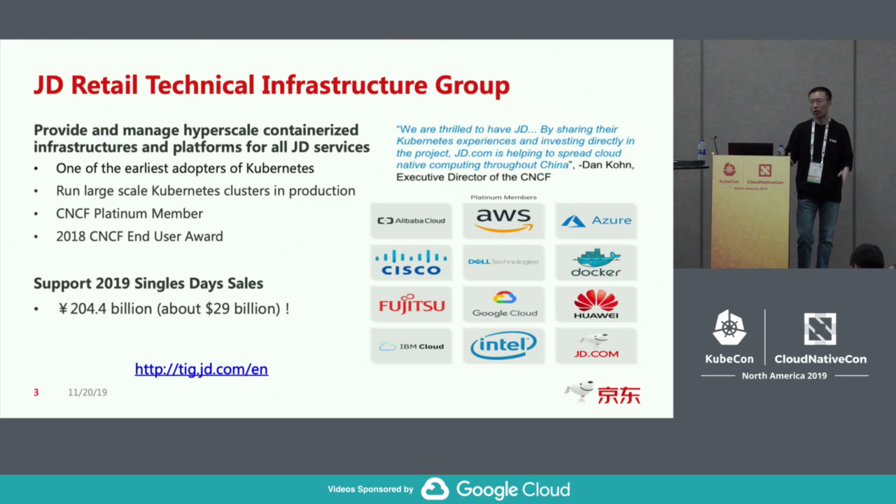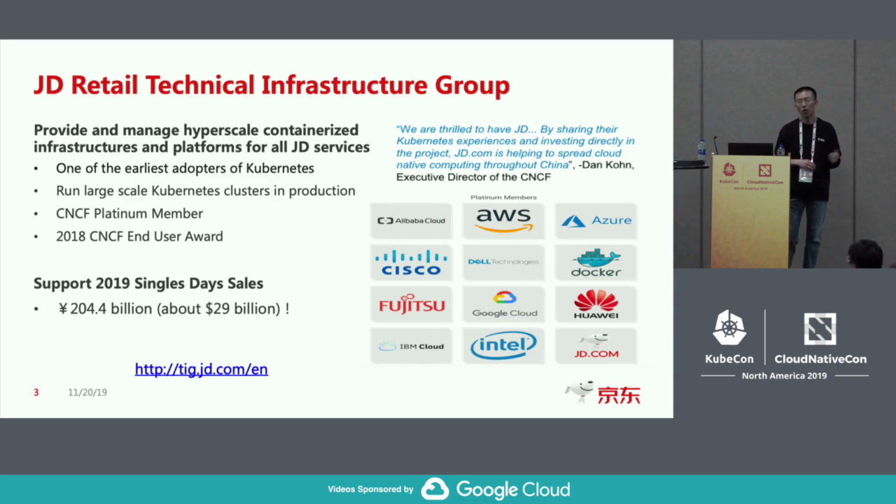I'm part of the JD retail infrastructure team. You can imagine that behind this business, we are a technology-driven company. We are one of the earliest adopters of Kubernetes and container technology. Right after Google announced open source Kubernetes in late 2015, we started looking at Kubernetes and gradually adopted it and transitioned our business and applications to a Kubernetes-based system. We joined the CNCF as a platinum member, and also won the End User Award last year at KubeCon Shanghai.